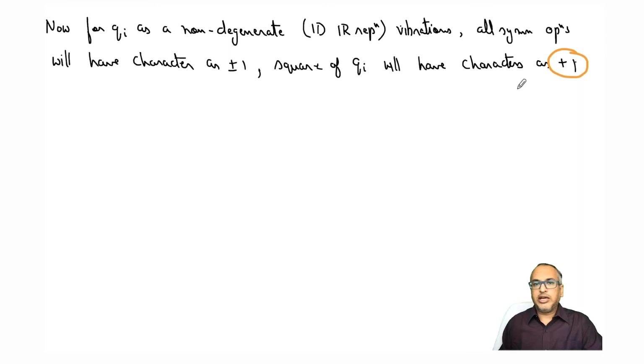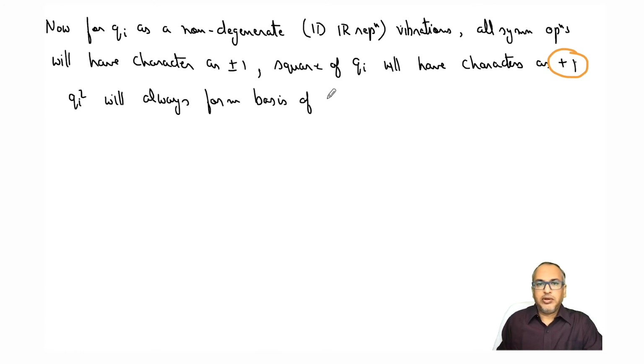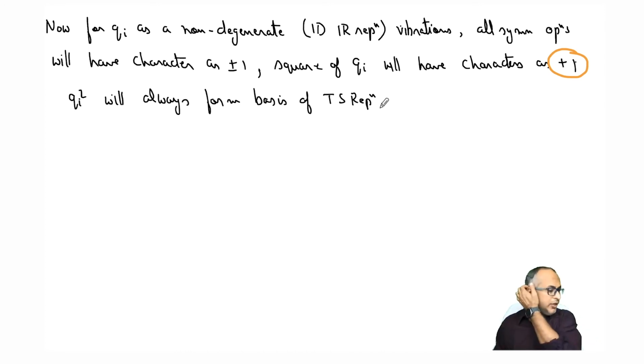So what does that mean? That means Qi square will always form basis of totally symmetric representation, right? In most cases it is A1 or A, right? So this is for a non-degenerate case.